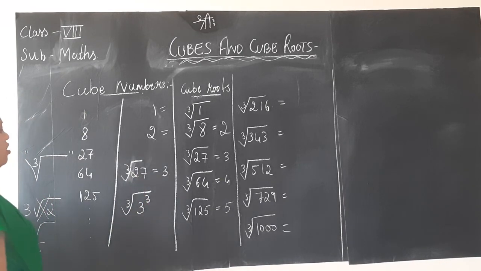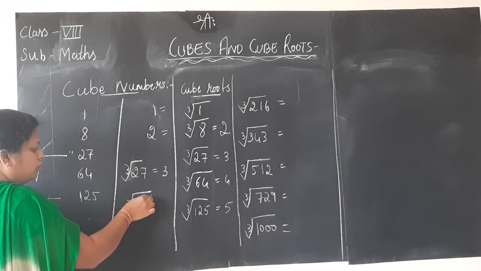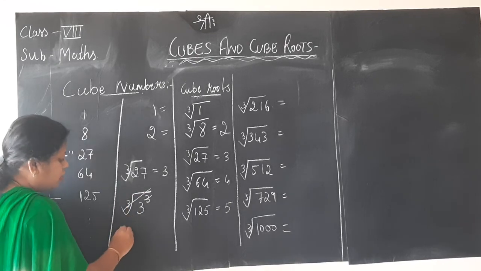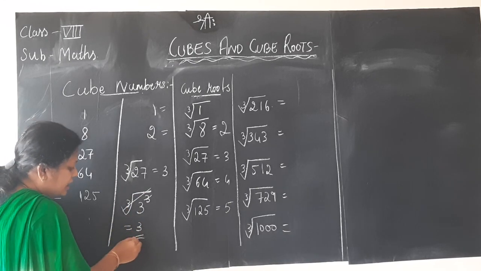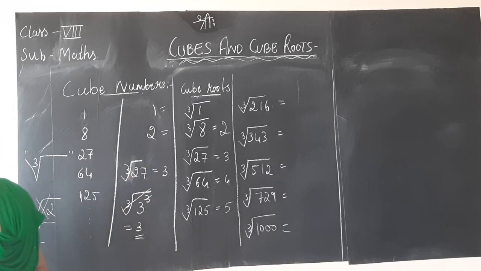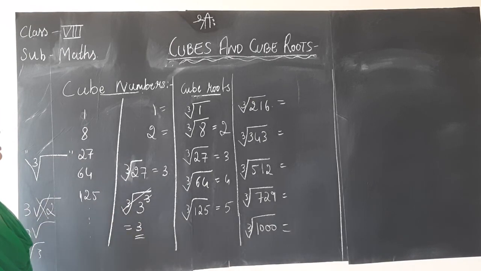When I do so, what is cube root of 3 cube? This cube and the cube root will get cancelled. And what are you left with? 3. Hence we say that cube root of 27 is 3. That is how you will find out. Okay now, children, so we say cube root of 27 is 3.